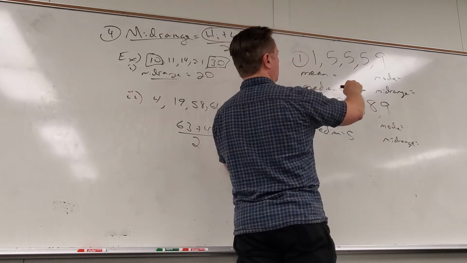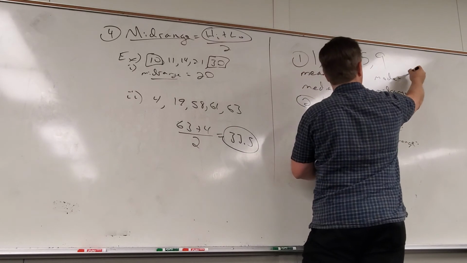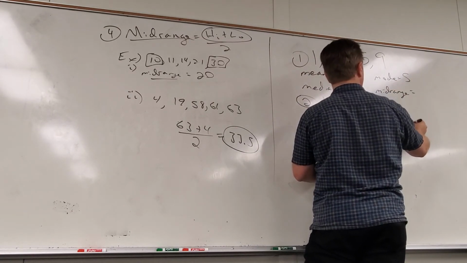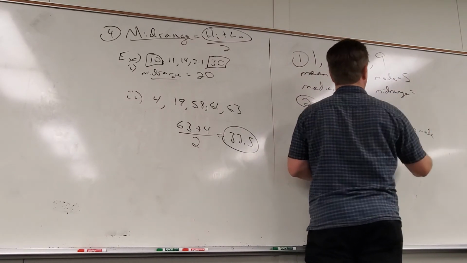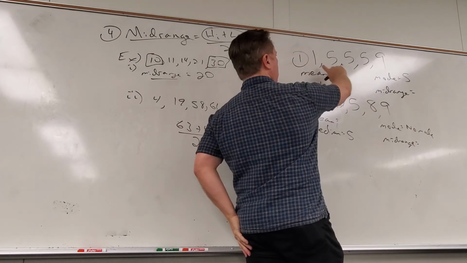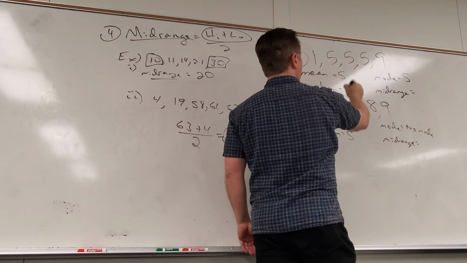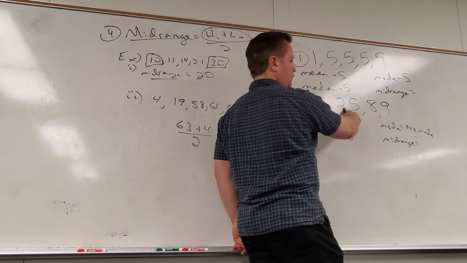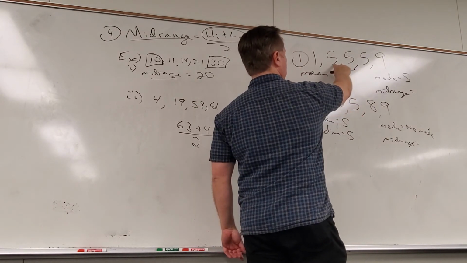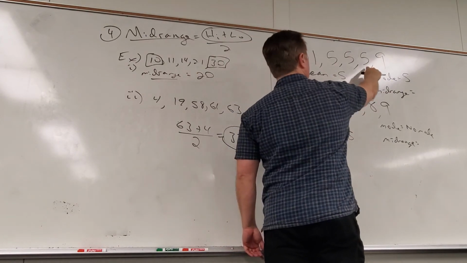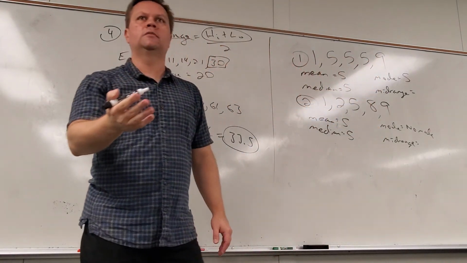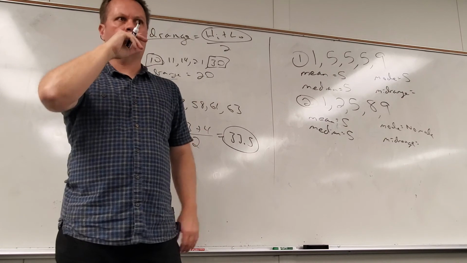What's the mode for this one? 5. What's the mode for this one? 9. What's the mean? 5. Yeah, because they add to 25, divided by 5. Mean here is still 5. And you notice how I made this go down by 3 and then made this go up by 3? So of course it's going to be the same, because they add to be the same thing.